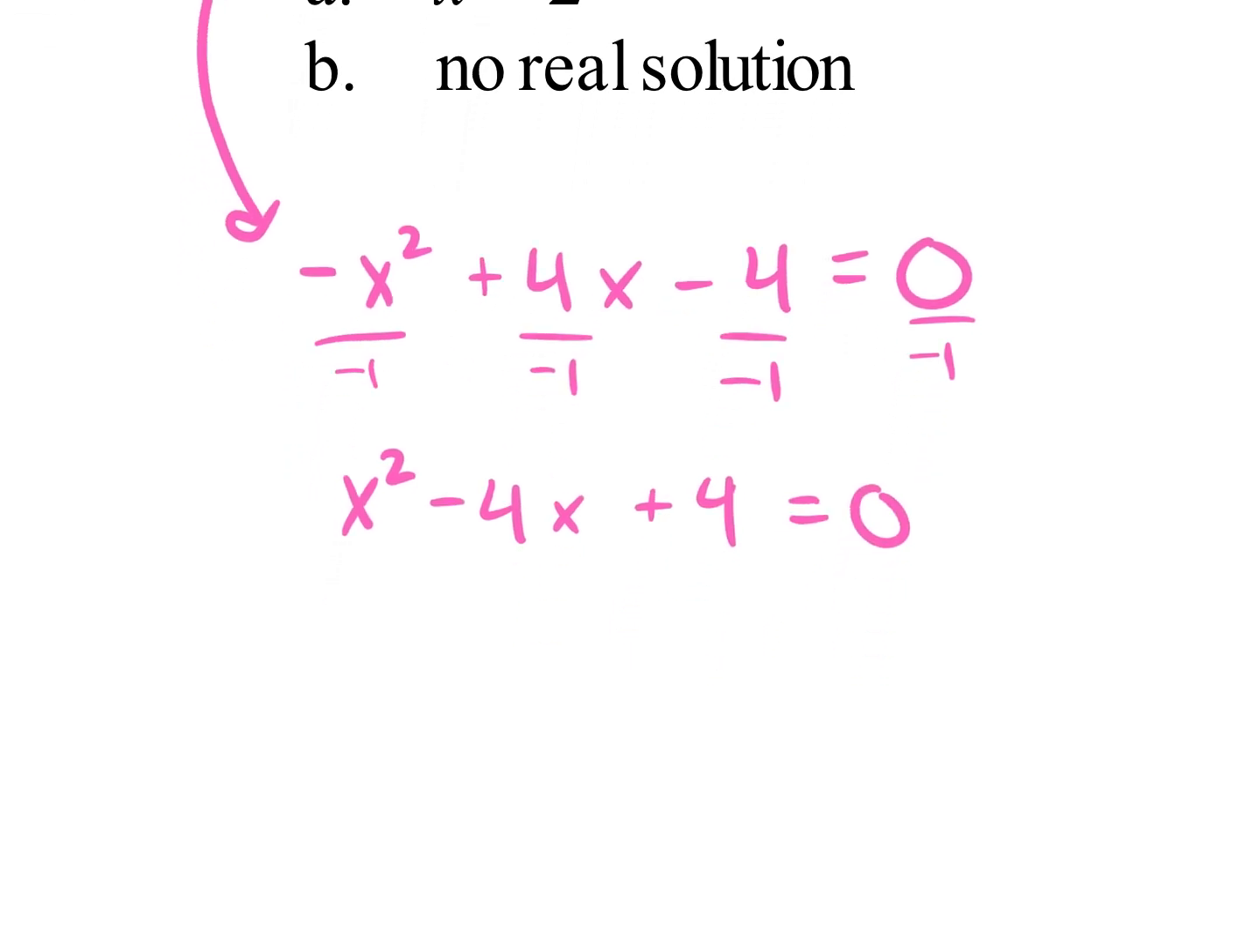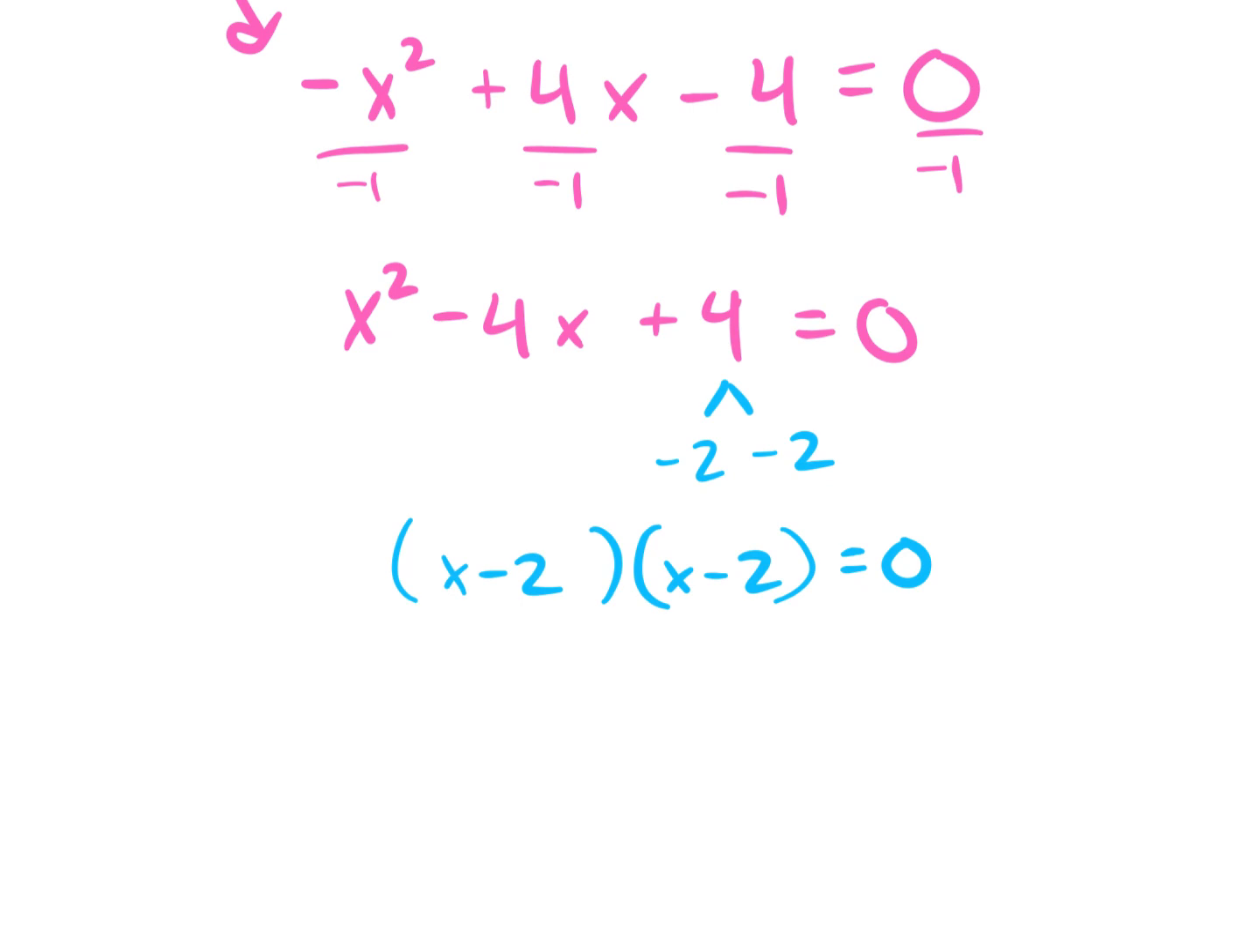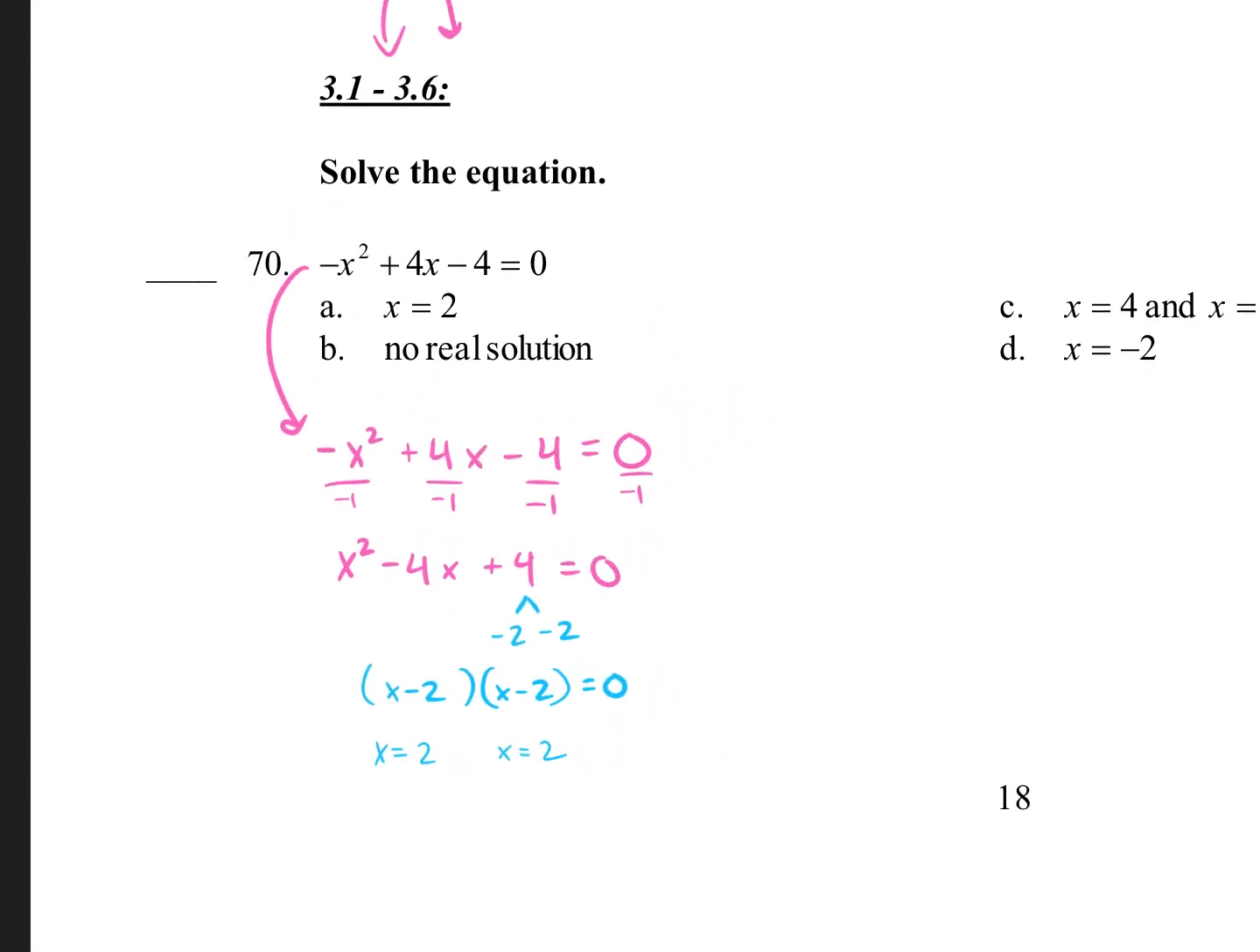Now we can factor. What are two factors of 4 that add to -4? -2 and -2. So this would be x minus 2 and x minus 2. So what does x equal? 2 and 2. So x equals 2 is my answer.